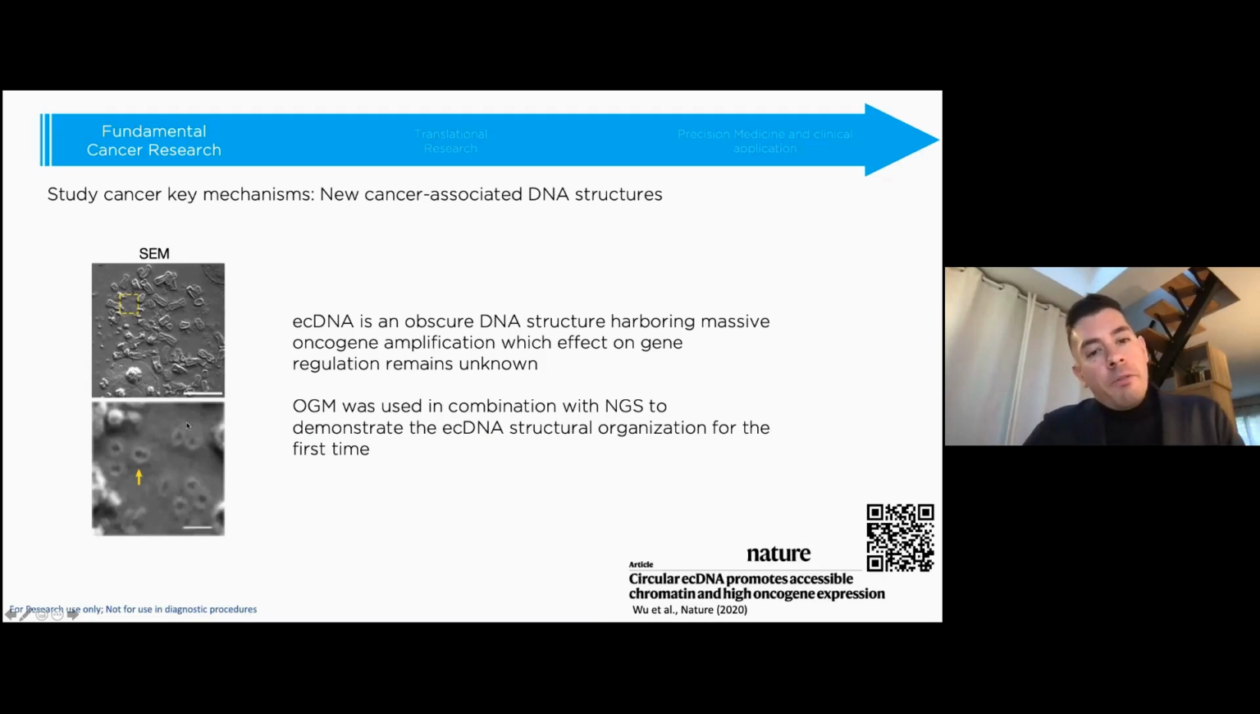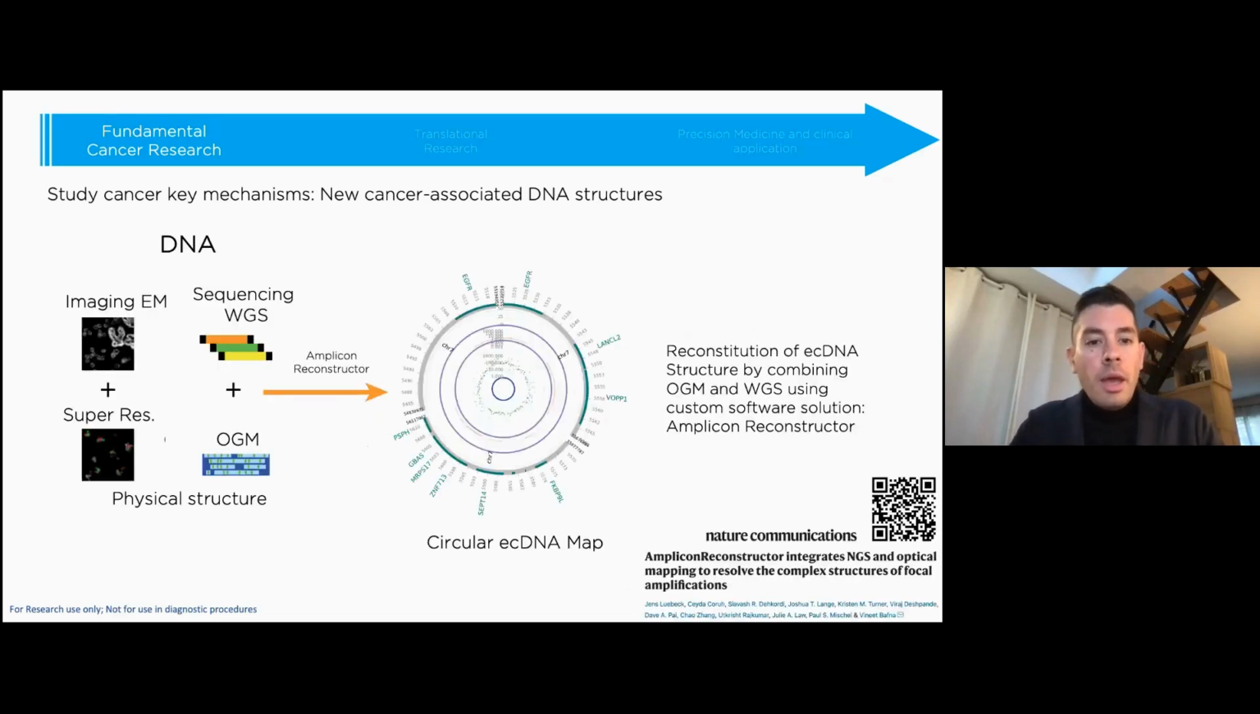But fundamental science is mostly about laying the foundations, the first stones in our understanding of completely uncharted territories. And extrachromosomal DNA illustrates this perfectly. It's an obscure DNA structure displaying a massive oncogene amplification, but its structure, its effect on gene regulation, and its role in cancer in general is completely unknown. And NGS alone cannot extrapolate any structure because the reads are too short, and optical maps can be used to scaffold these reads and make sense of this NGS data.